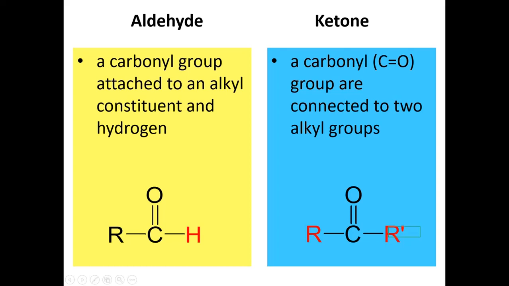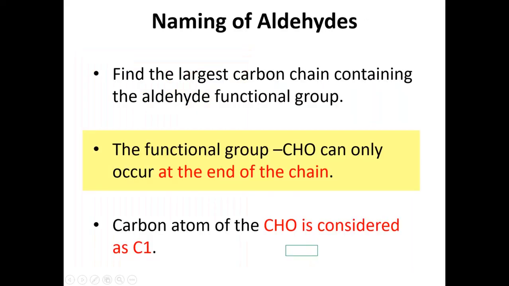And for the ketone, a carbonyl C double bond O group is connected to two alkyl groups, R-C double bond O-R prime. R is referring to the alkyl substituent.